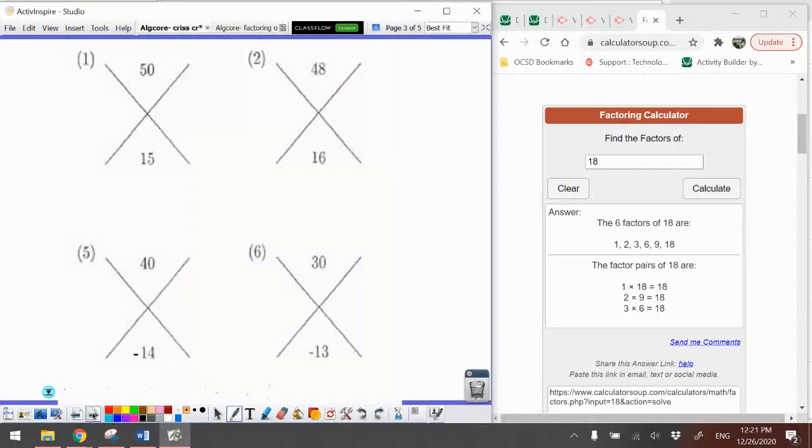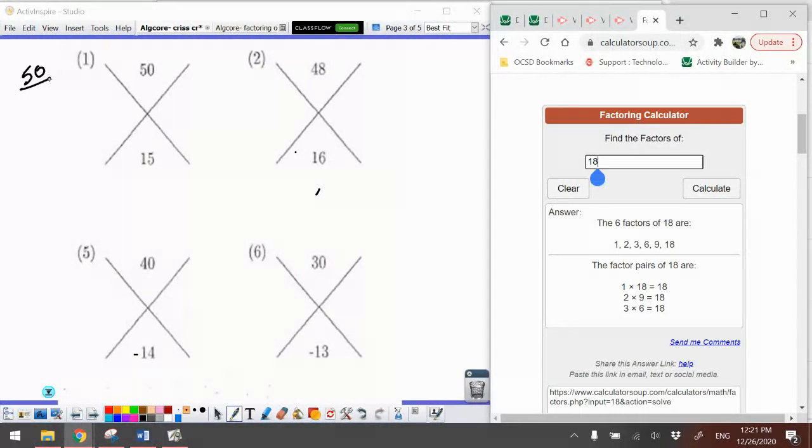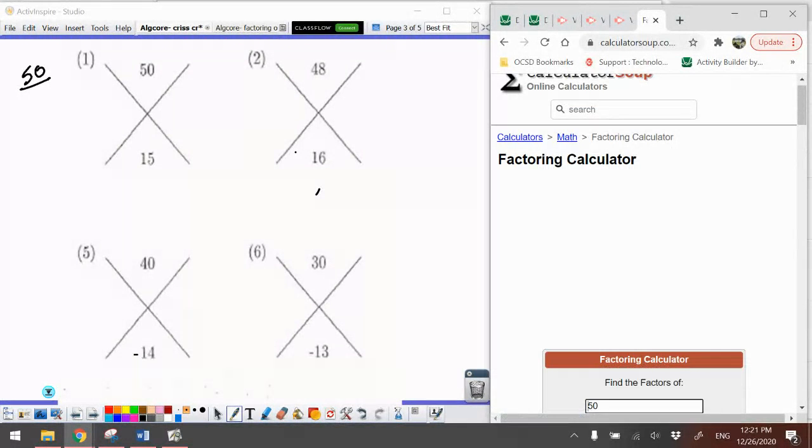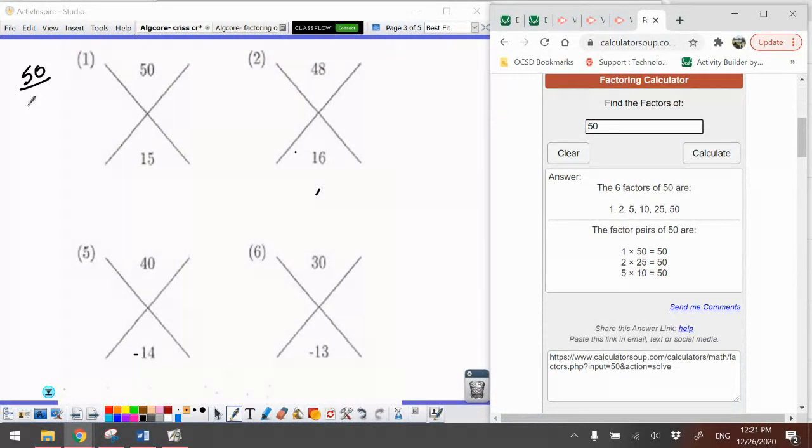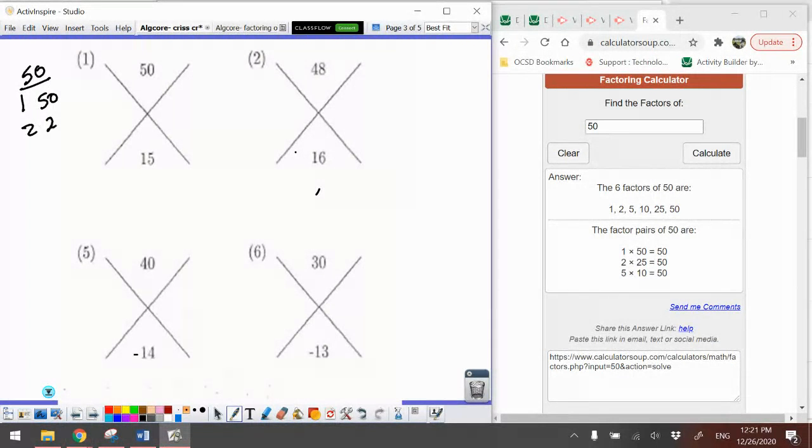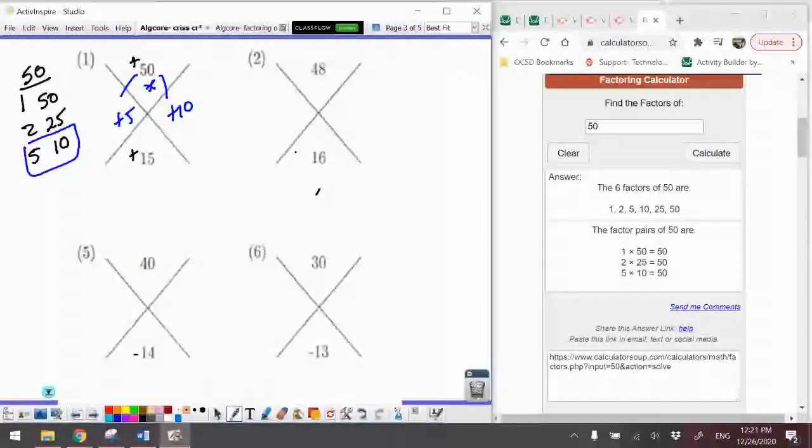Okay, let's try another one. We have the factors of 50, and we need to come up with 15. So I'm going to go ahead and find those. So I've got 1 and 50, 2 and 25, 5 and 10. Well, how are you going to get 15? Well, notice these are both positive. So if they're both positive, I know I'm going to be adding. So positive 5 and positive 10. If I multiply, that's going to give me a positive 50. If I add, that's going to give me a positive 15.